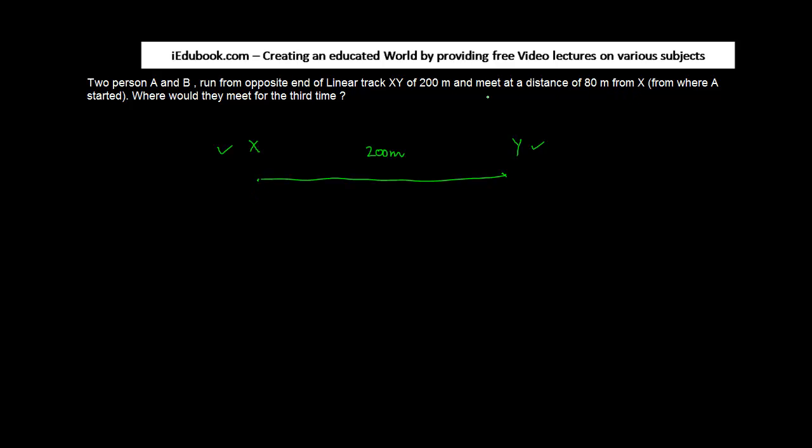So from where A started. A started from this point, B started from this point. Both of them started running towards each other, and they met at a point which is 80 meters from A. Right? Where would they meet for the third time?